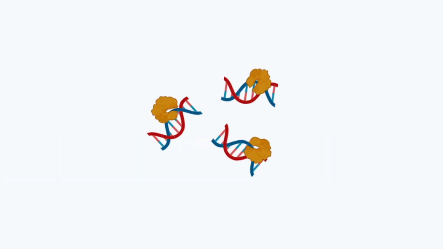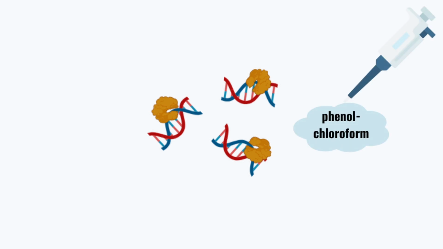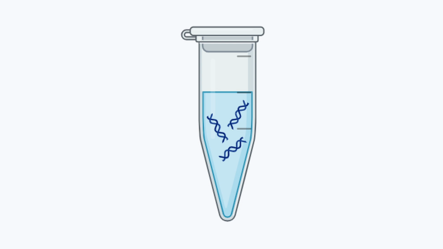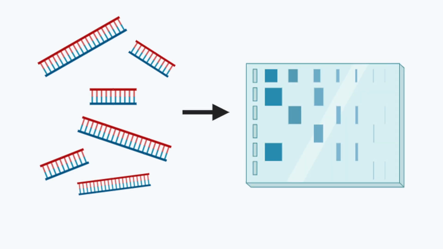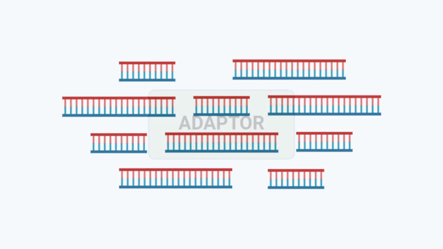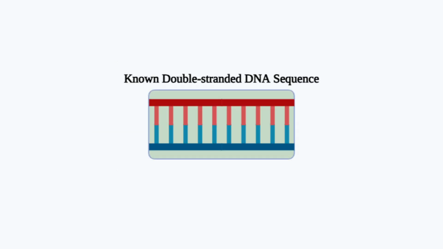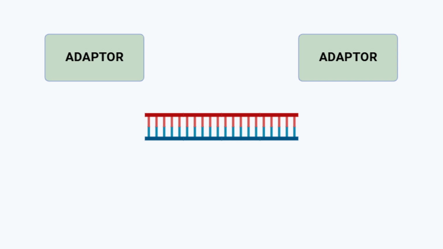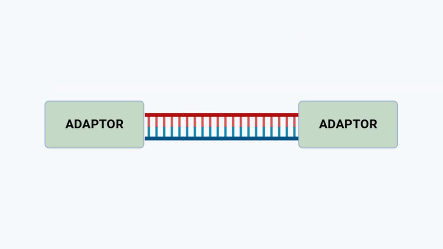After partial digestion, the proteins are removed using phenol-chloroform or a similar technique, and cleaved DNA fragments are purified. The extracted DNA is separated on a gel, and 50 to 100 base pair long DNA fragments are excised and purified from the gel. Adapters, which are short, double-stranded DNA of known sequences, are ligated to both ends of the fragments to prepare them for sequencing.